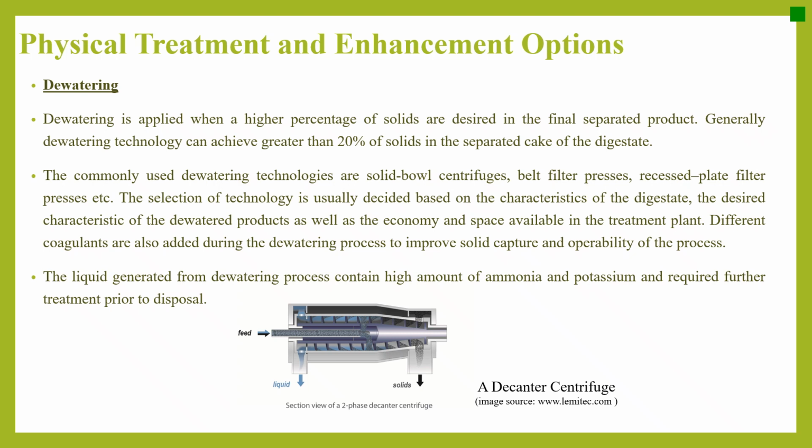Dewatering. Dewatering is applied when a higher percentage of solids are desired in the final separated product. Generally, dewatering technology can achieve greater than 20% of solids in the separated cake of this digestate. The commonly used dewatering technologies are solid bowl centrifuges, belt filter presses, recessed filter presses, etc. The selection of technology is usually decided based on the characteristics of the digestate, the desired characteristics of the dewatered products, as well as the economy and space available in the treatment plant.